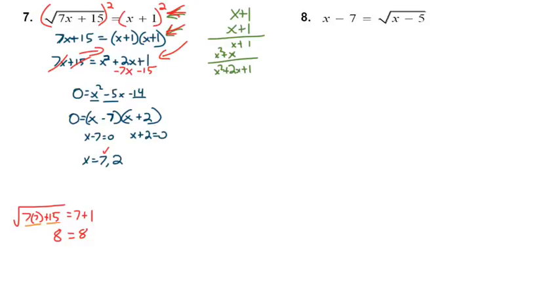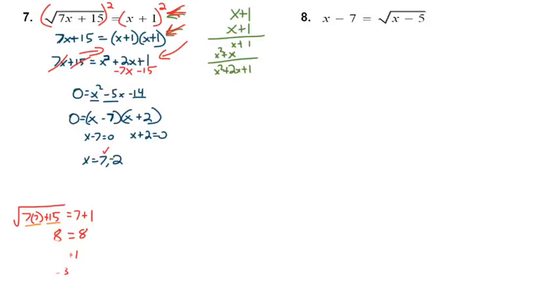The other one, square root of 7 times 2 plus 15 equals 2 plus 1. So that's a 3 on the right. 7 times 2 is 14. Plus 15, is that right? It's supposed to be a negative 2. Oops. I hope y'all realized that. That's supposed to be a negative 2 right there, which means this is a negative 2 right here.